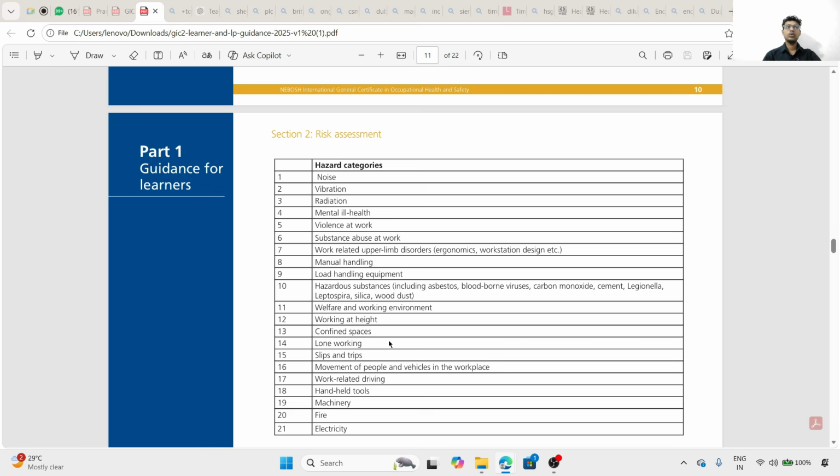Hence, when we as a safety officer send a person to work, make sure that two people go for any risky work that we do.